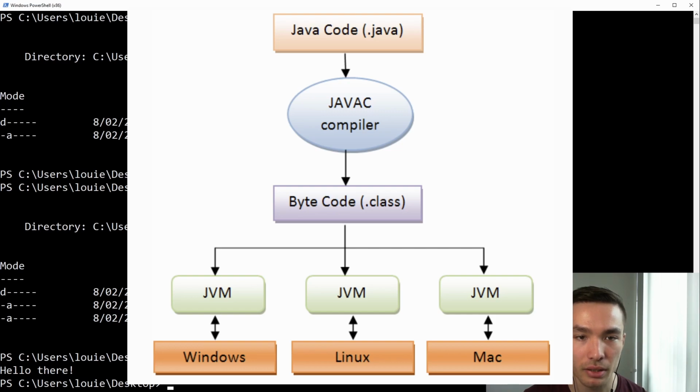The javac compiler converts the source code into a form called bytecode. The bytecode is a lower level code that can be understood by the Java Virtual Machine, or JVM for short. Finally, the JVM executes the bytecode, which results in the program being run.